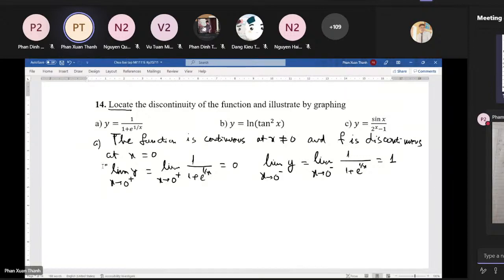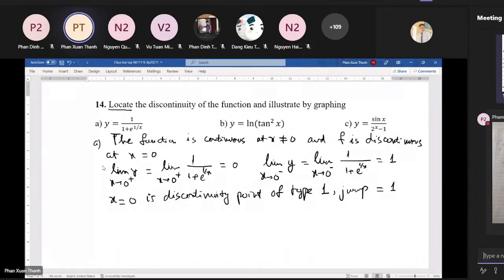So we can say that x equal number 0 is a discontinuity point. Okay, we have the left hand limit, the right hand limit, and the sum relation. The sum equal number 1.